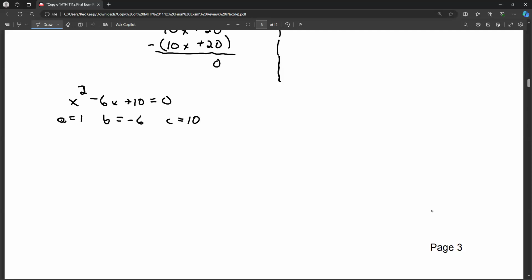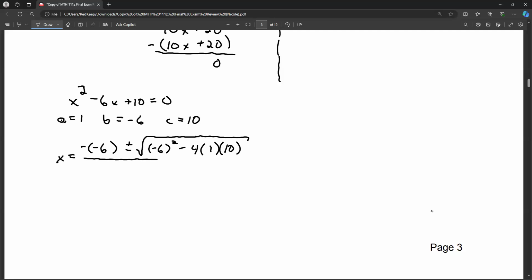And going ahead and saying that I can plug this into the quadratic formula, doing negative b, or -6, plus or minus the square root of b squared minus 4 times my a value times my c value. Finish my square root symbol. All of this will be divided by 2 times a.